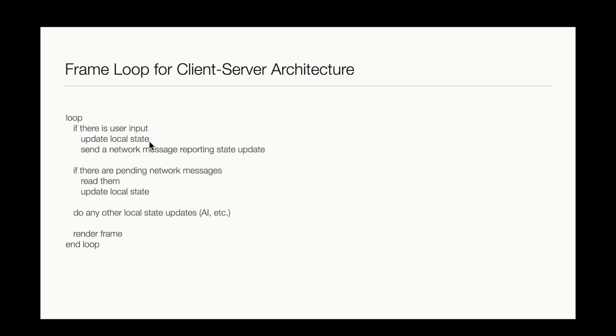So when the user does something, you might choose to immediately update the local state. So the user performs the movement immediately on the user's computer. They see the movement or the action. And then you send a message to the server describing what the user has done. So whatever action the user has performed, you send that message to the server somehow.